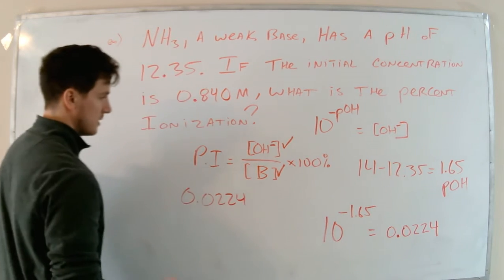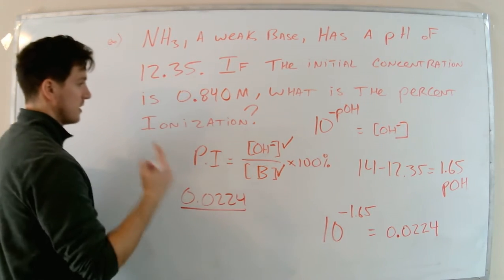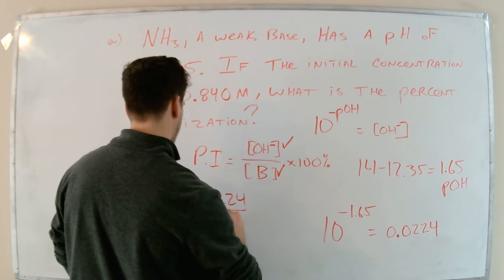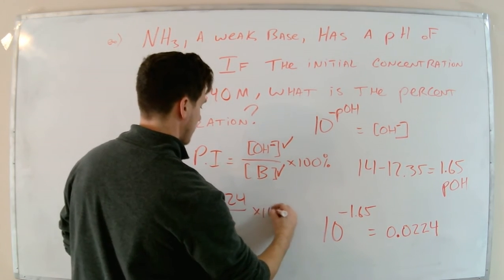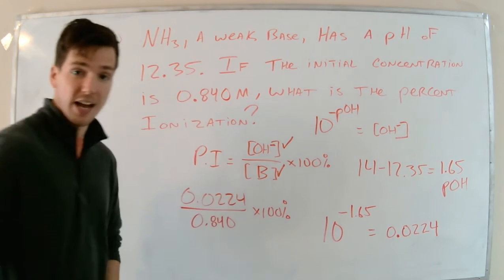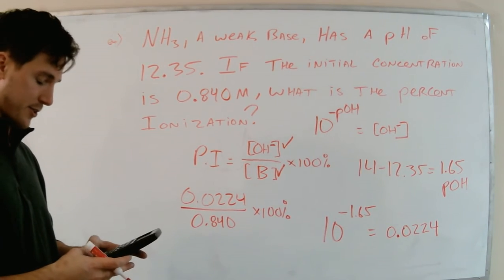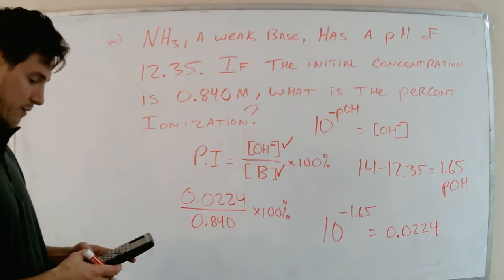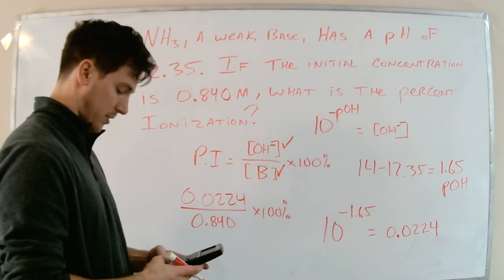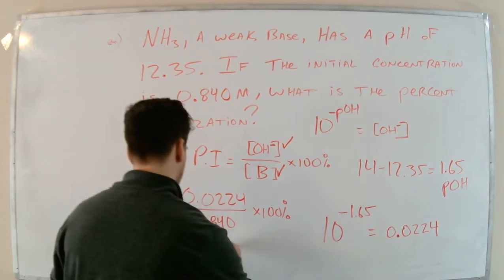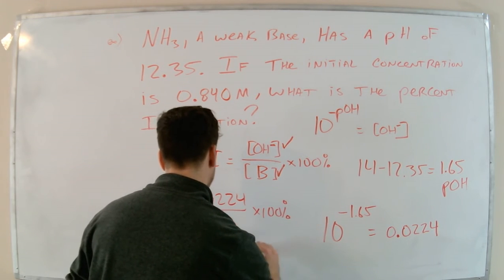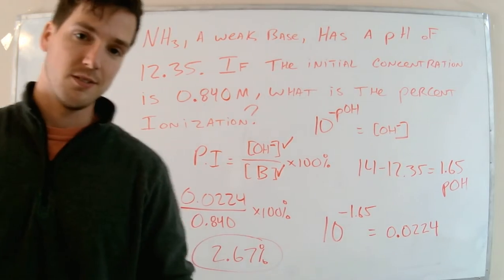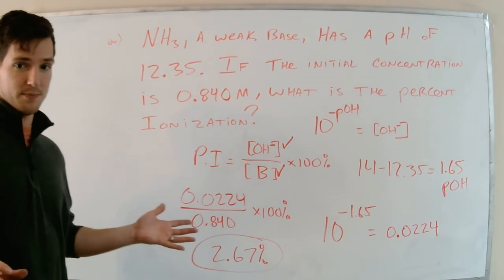0.0224 over the concentration of my base, which was 0.840, times 100%. So 0.0224 divided by 0.840 times 100, and I get 2.67%, which is about what we'd expect for a weak base.